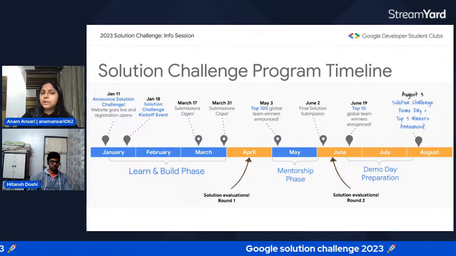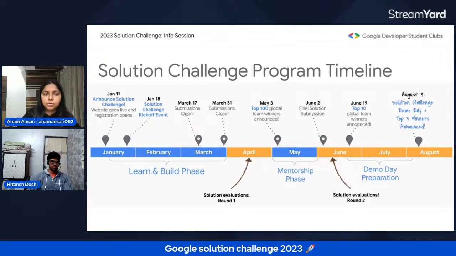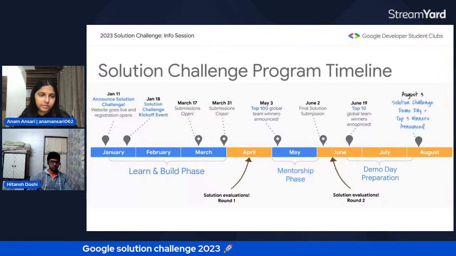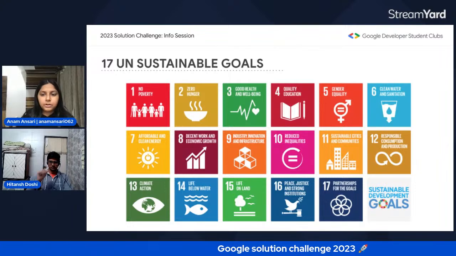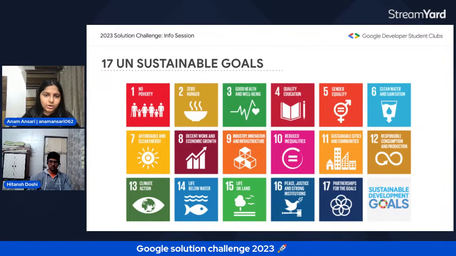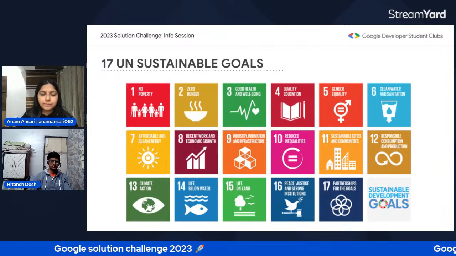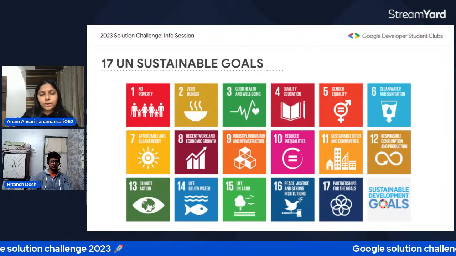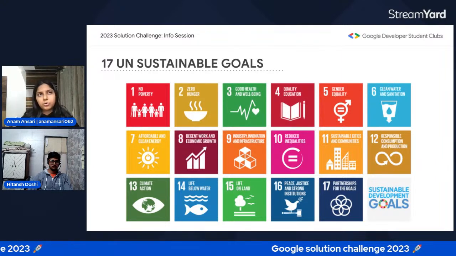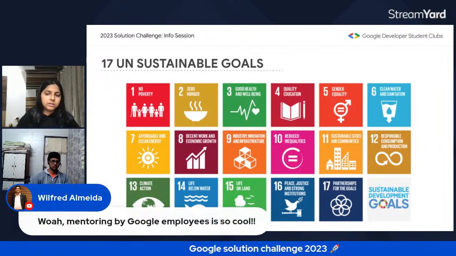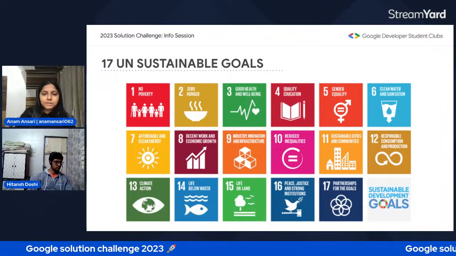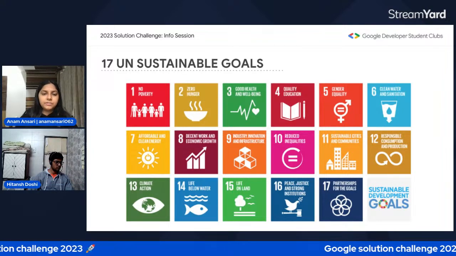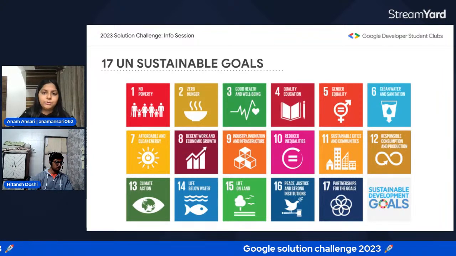And after that, if you're selected in the top 100 teams, you get to be mentored by Google employees itself. Now, as I mentioned about the 17 United Nations Sustainable Goals, if you see, first is no poverty, zero hunger, good health, and there's a lot of them. And these goals were created around 2014, with one goal in mind, that these goals will be achieved by 2035.